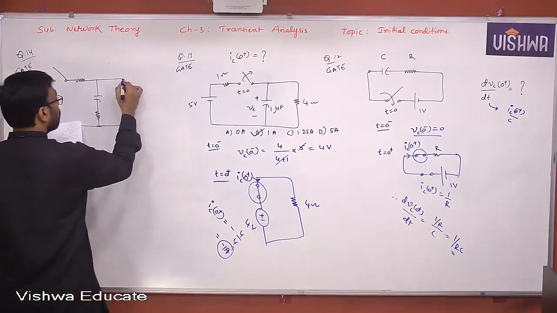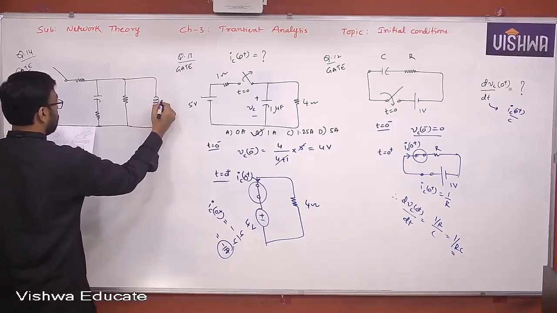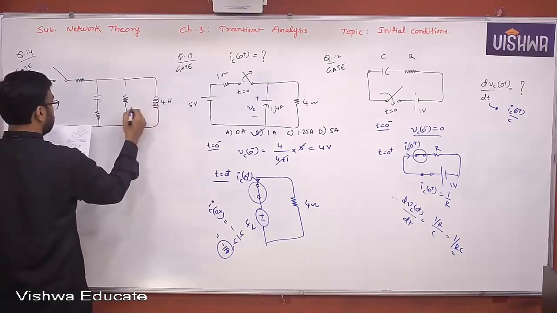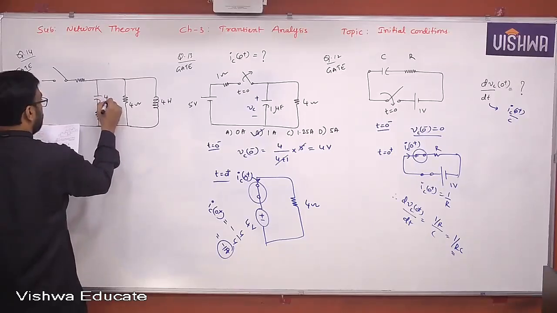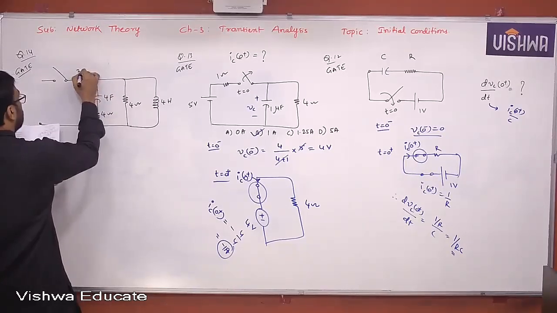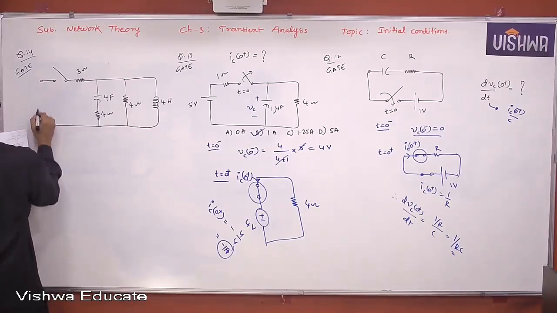You got the circuit given like this. Three ohm and this is 10 volt.